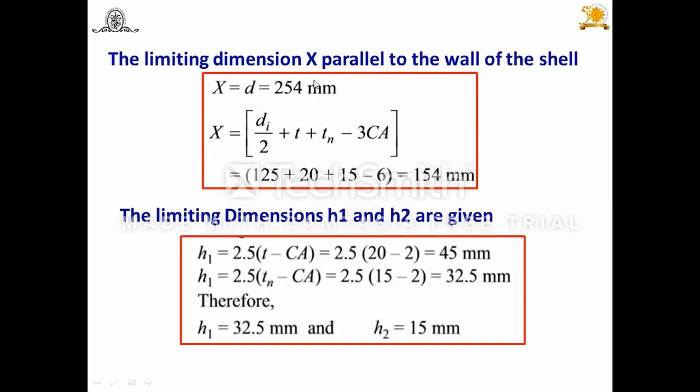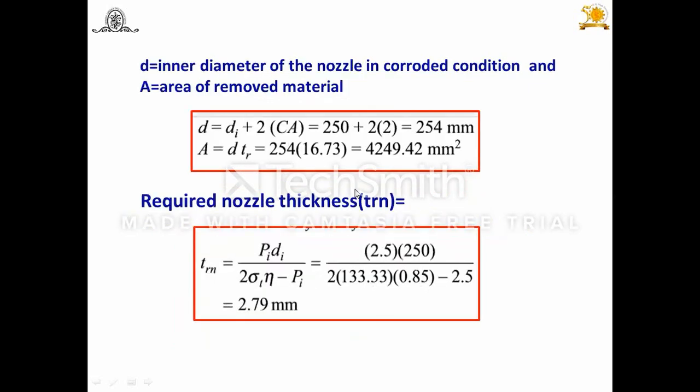Now again, what you have to do is decide X. X means the limiting dimension, whether X is equal to D or X is equal to this expression. By using this expression, you will get 254 and here 154. So whichever is less, that value we are going to use, that is X is equal to 154. Earlier I have already explained that, out of these two, which one you have to refer to.